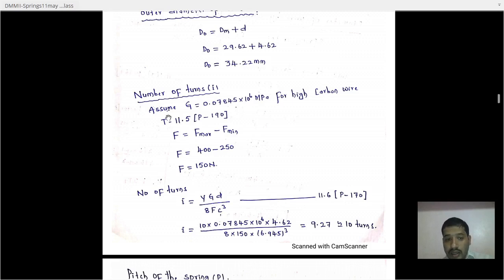Okay now dear, first of all we need to assume the modulus of rigidity G is equal to how much? 0.07845 into 10 power of 6 megapascal for the high carbon wire. So we have to refer to table number 11.5, page number 190. The force F is equal to maximum force minus minimum force. The maximum force of the spring, how much did we get here? 400. The minimum force when the valve is closed, how much is given? 250. 400 minus 250, then you will get the value of F. Is it right? Then y is the deflection, 10.